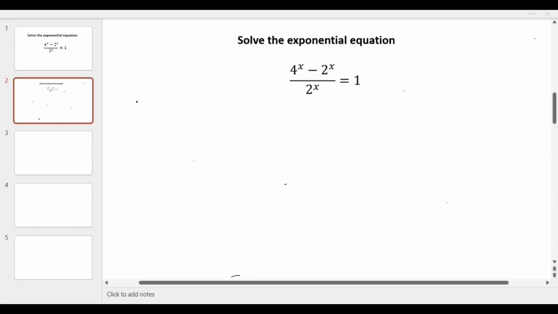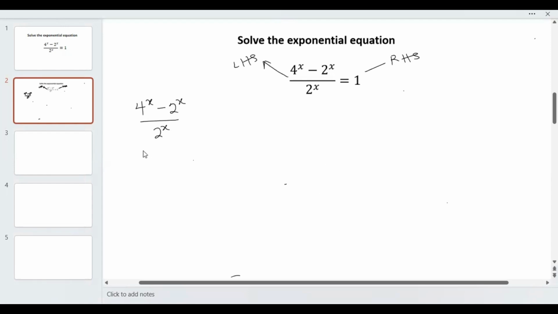We have 4 to the power of x minus 2 to the power of x over 2 to the power of x. This is what we have at the left-hand side of the equation. That is, this is the left-hand side. This is the right-hand side. Now, to make your solution very quick to get, the first thing you need to do is split up this left-hand side into individual fractions.